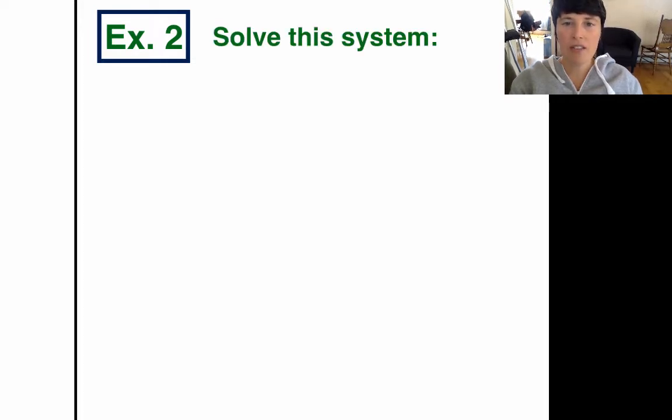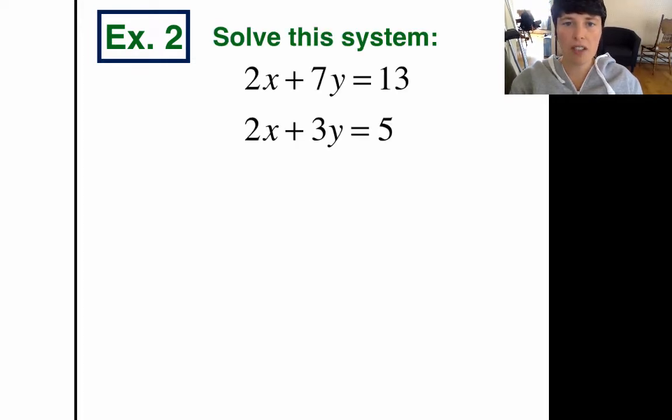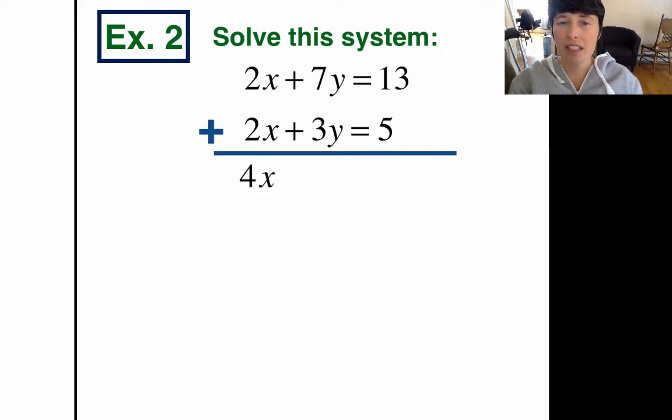So we're going to solve this system. We're going to try a new problem. We're going to solve 2x plus 7y equals 13. And we're going to solve 2x plus 3y equals 5. Now remember, we're using old school addition. So if I put a line underneath and I go to add this up, here's what's going to happen. 2x plus 2x makes 4x. And 7y plus 3y makes 10y. Now we got a problem.